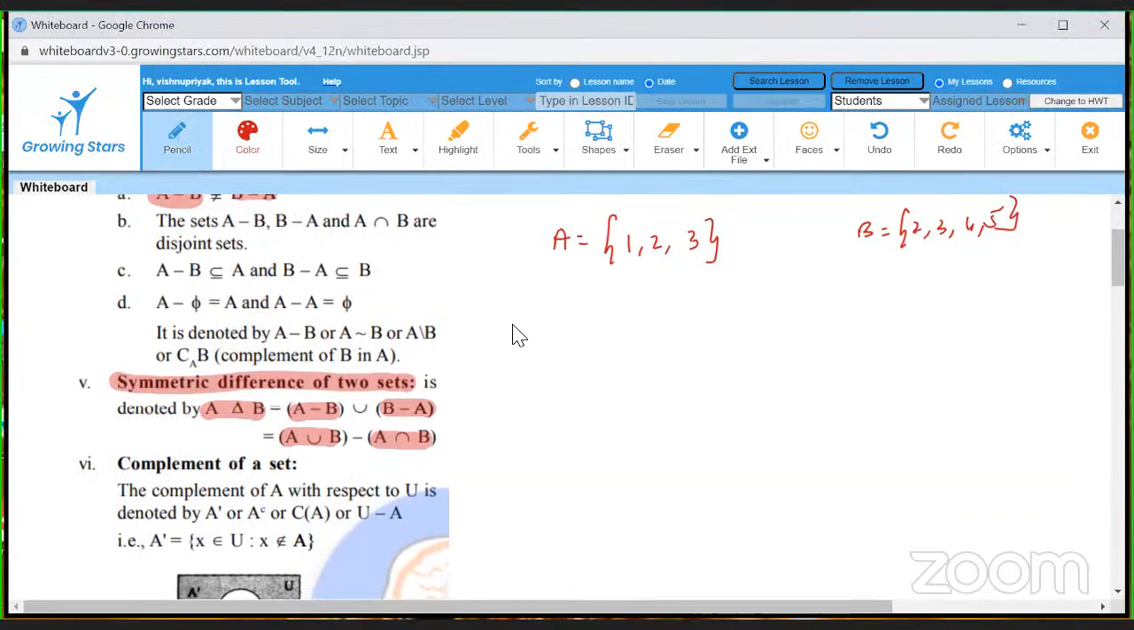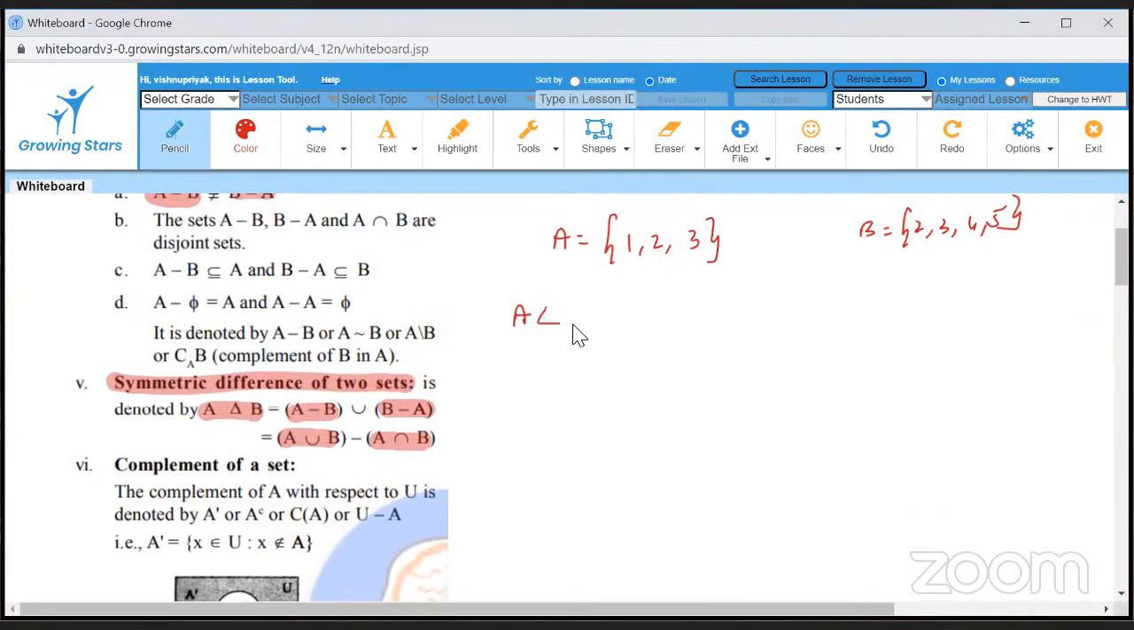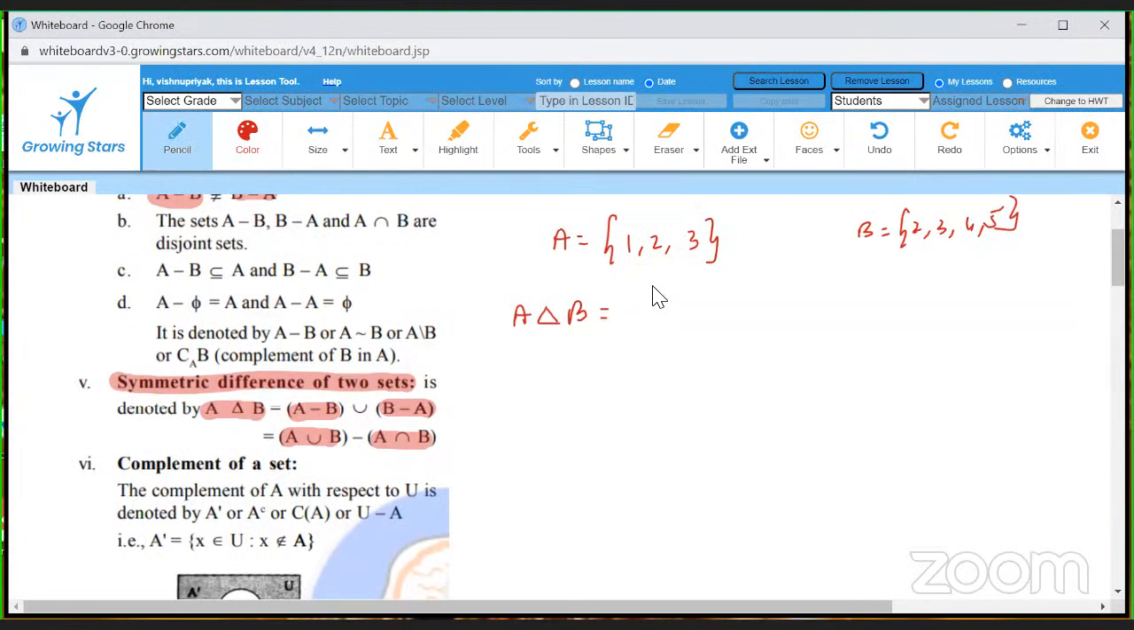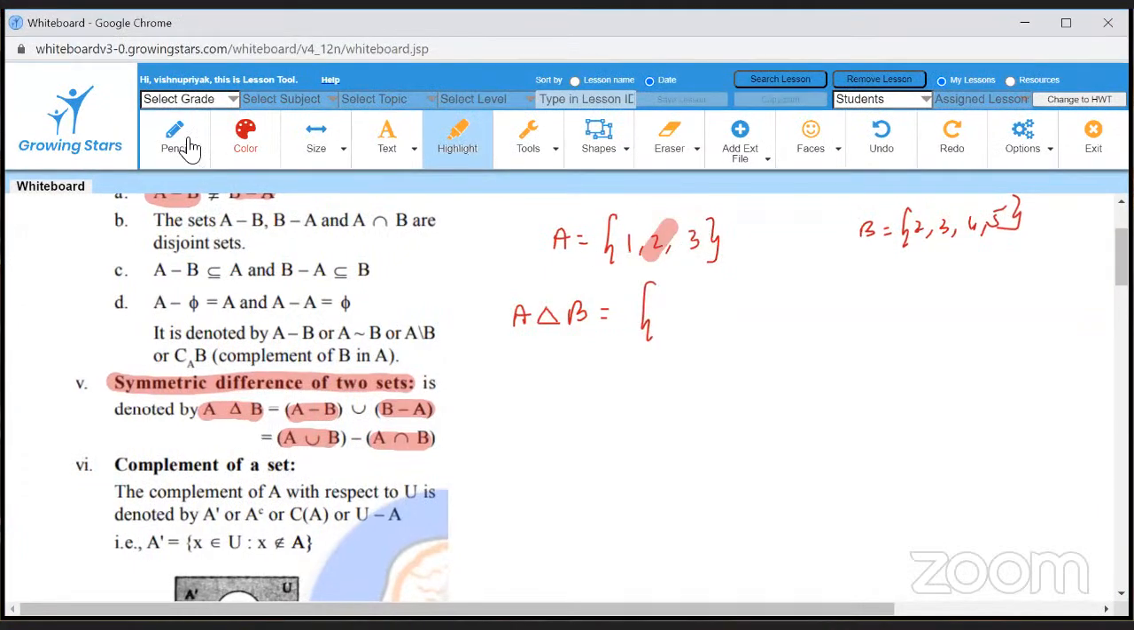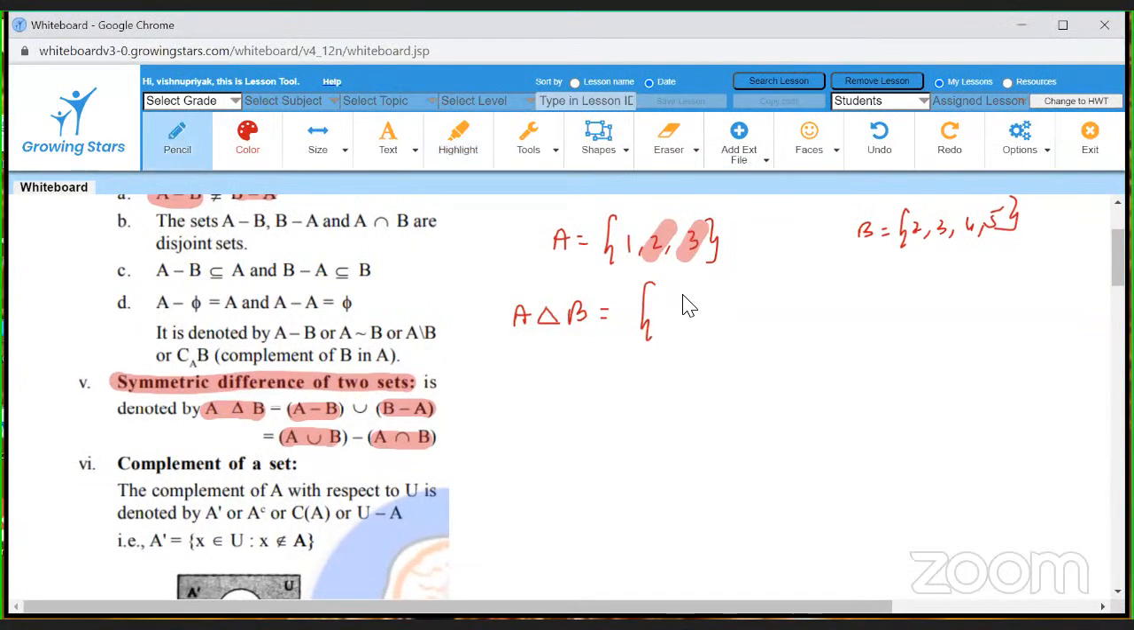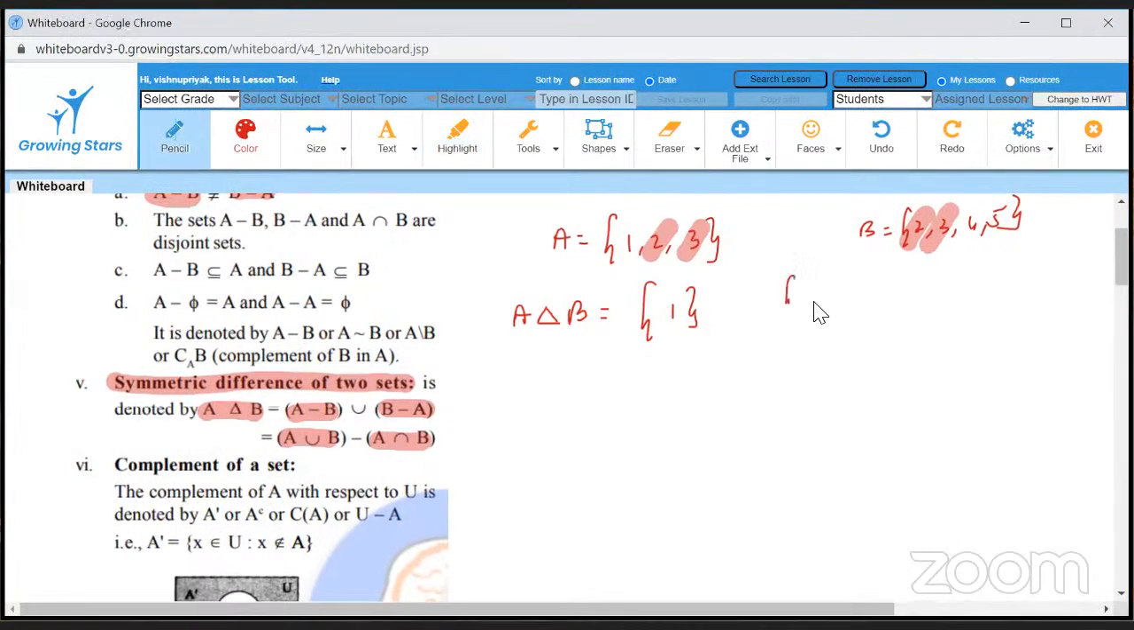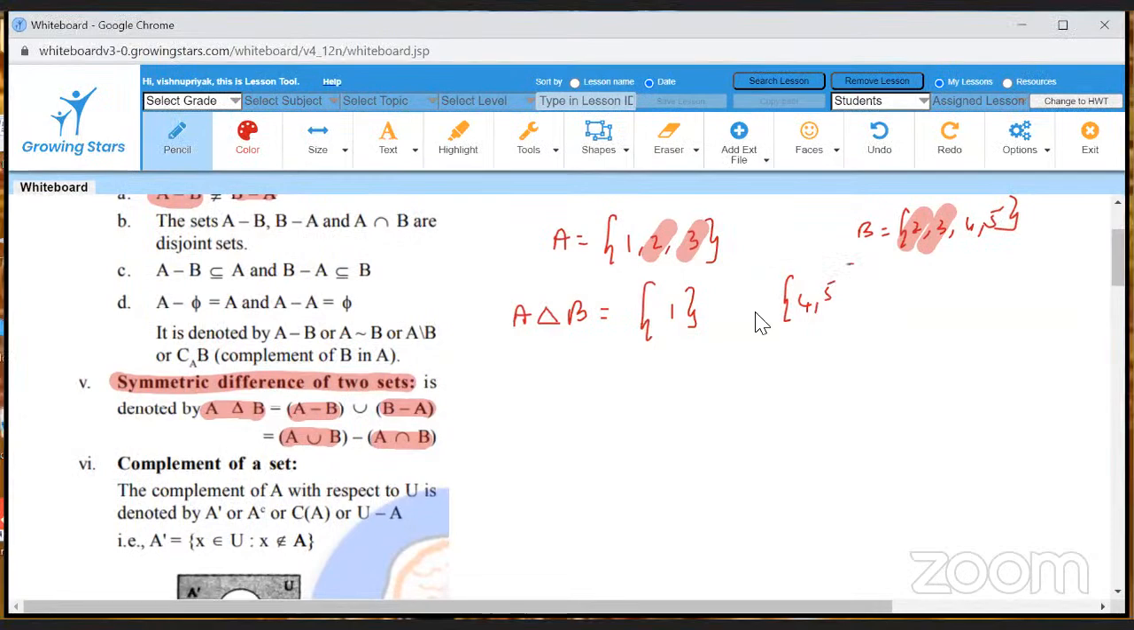So I have to find the symmetric difference of A and B. First, I will take A minus B. From A, I will remove B. So what is left is 1. Then I will take B minus A. From B, I will remove A. So I will have 4, 5.